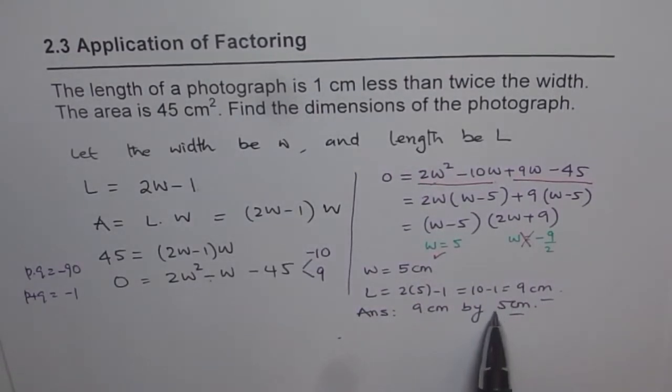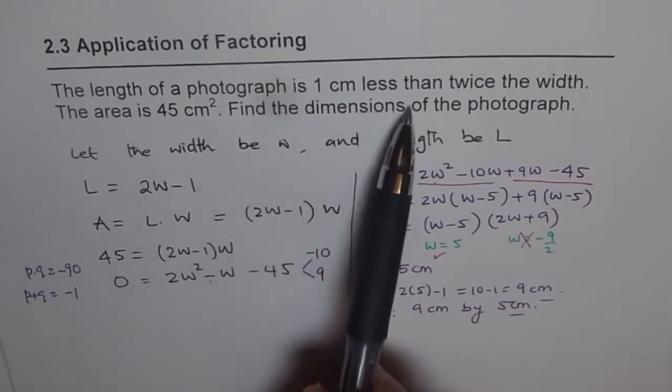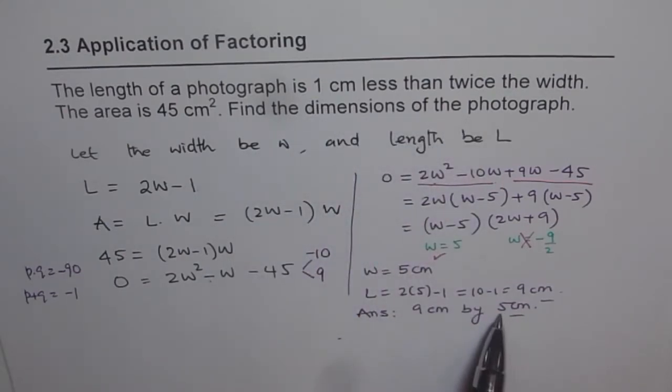If you multiply, you do get 45 centimeters square, and you can also check that length is 1 centimeter less than twice the width. 2 times 5 is 10, minus 1 is 9. So both ways it works. So that is the answer for this particular question.